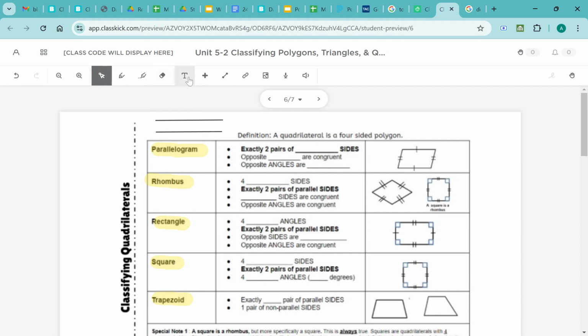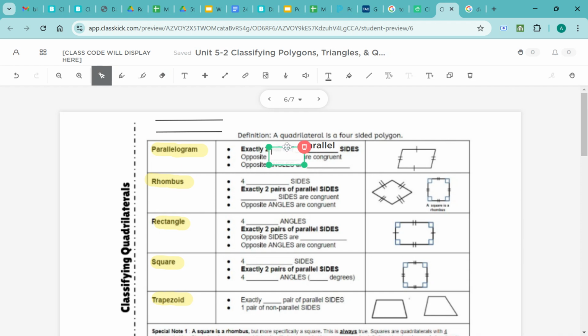Okay. So a parallelogram has two pairs of these sides, or it has two pairs of parallel sides. So any shape that has exactly two pairs of parallel sides, you would call a parallelogram. Okay. Parallelograms also have to have a few other things.